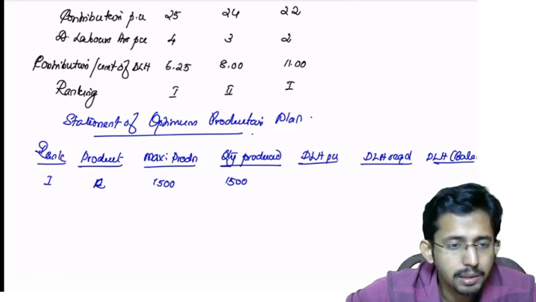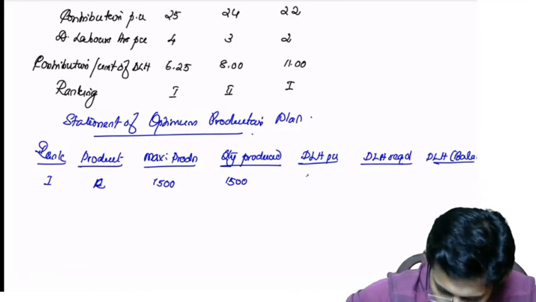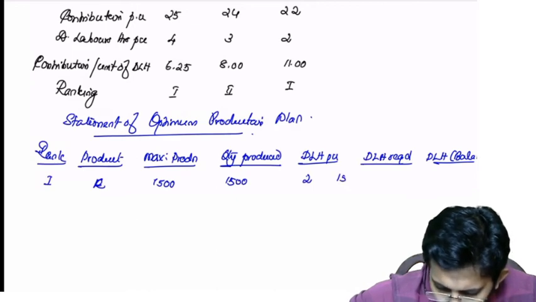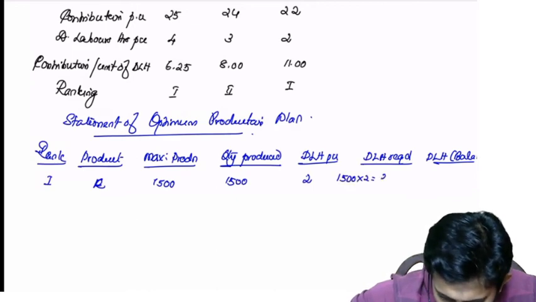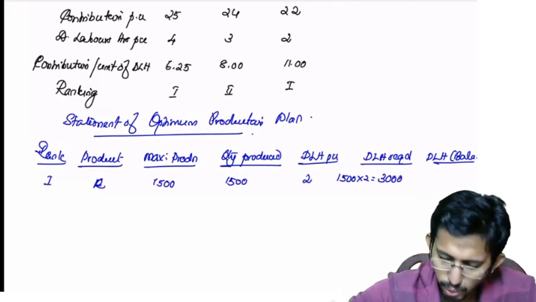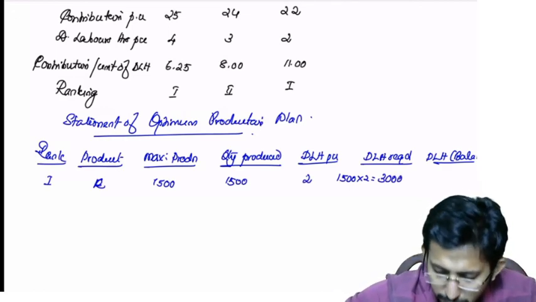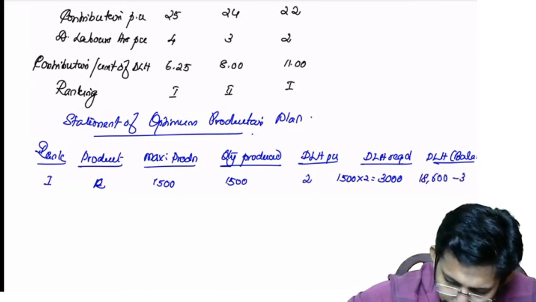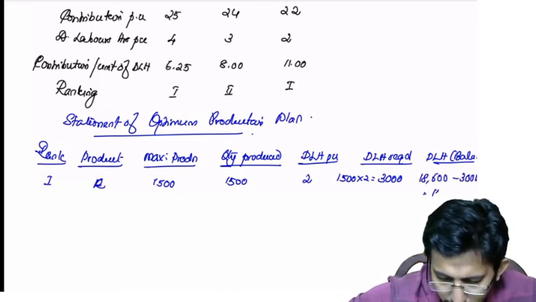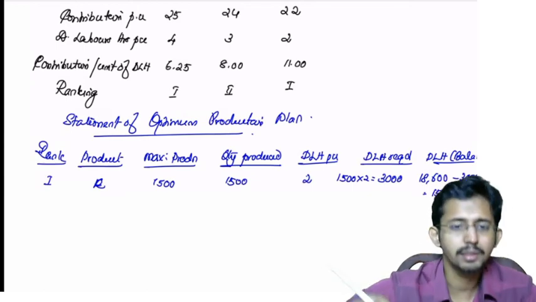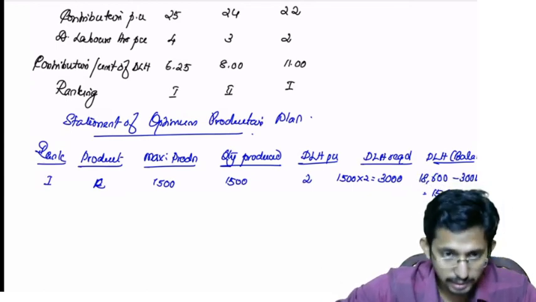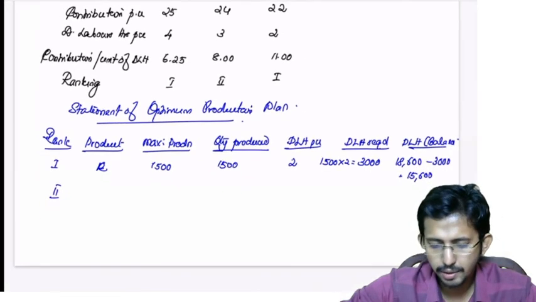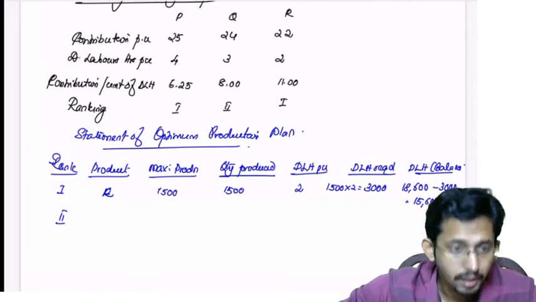What is direct labor hours per unit? It is 2. So direct labor hours required is 1500 into 2, that is 3000. So what is DLH balance available? Total available is 18600 minus 3000, that is 15600. Is it clear? Yes. Then second ranked product, that is Q.